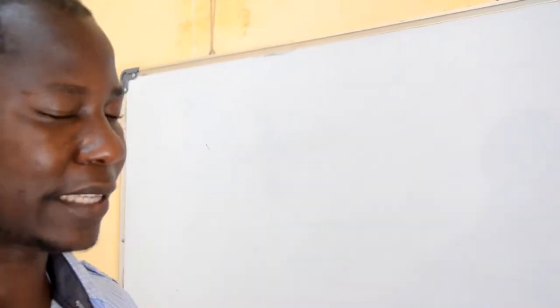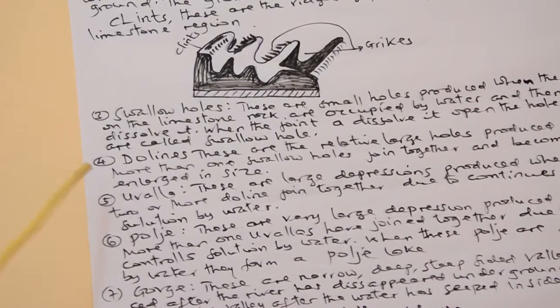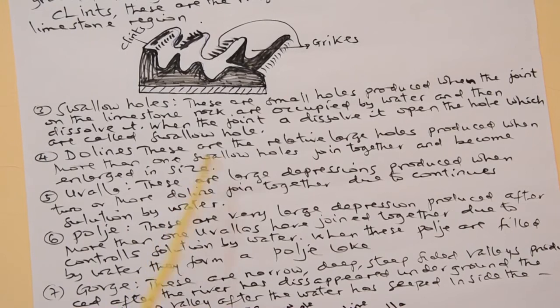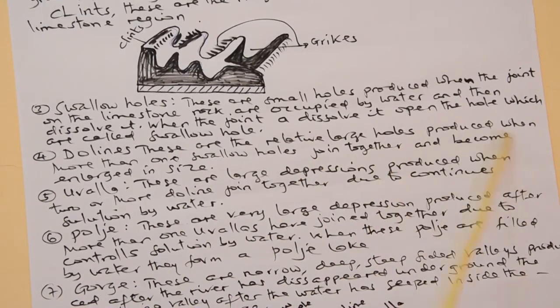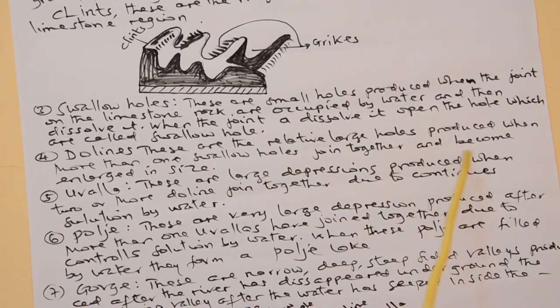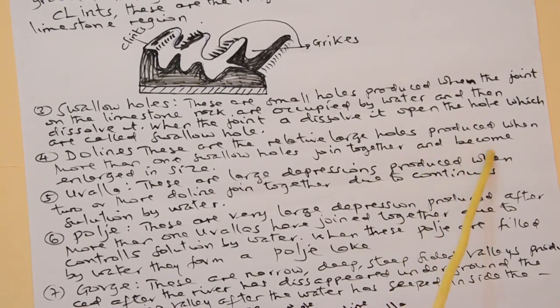This takes place on the surface. Not only that, but also there is another feature which is called doline. Dolines are relatively large holes produced when more than one sinkhole joins together and becomes enlarged in size.